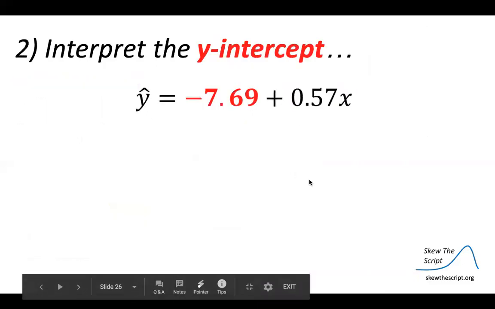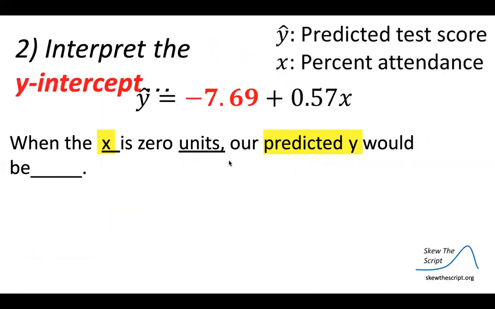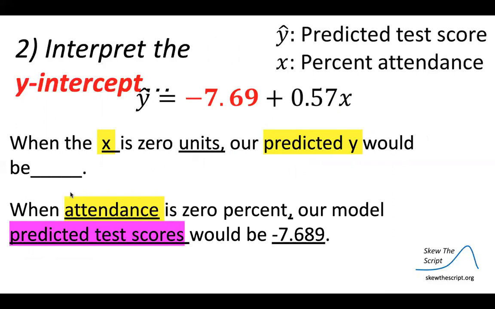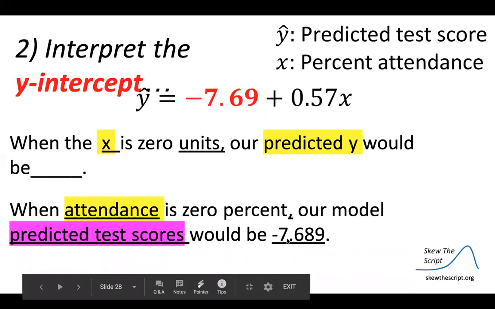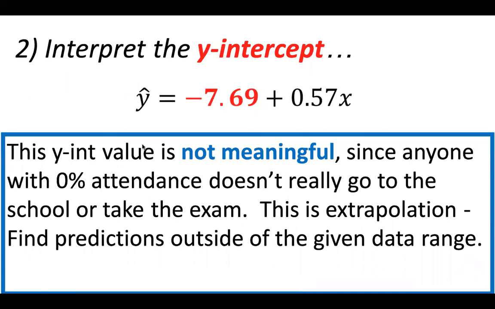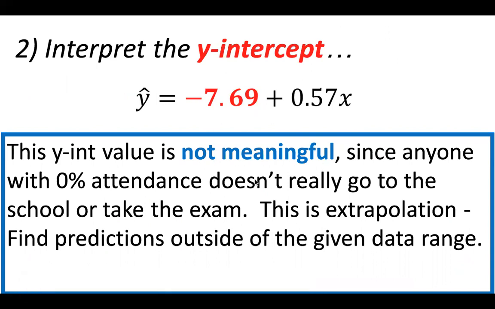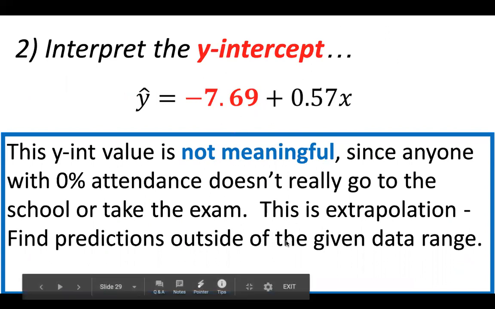And now let's take a look at the y-intercept. Here it is, negative 7.69. And what is this? This is when x is 0, our predicted y is going to be whatever the y-intercept is. So in this example, if attendance was 0%, our model predicted test scores would be negative 7.689. Now, this y-intercept, this negative value, it's not really meaningful in context. It doesn't really mean anything, because anyone with 0 attendance doesn't really go to school and isn't really taking an exam. And this points to something called extrapolation. So when we look outside of our data range, we can get predictions that are not really meaningful.